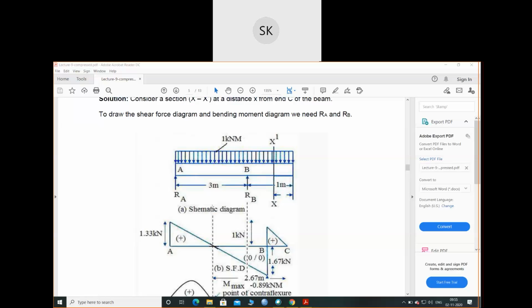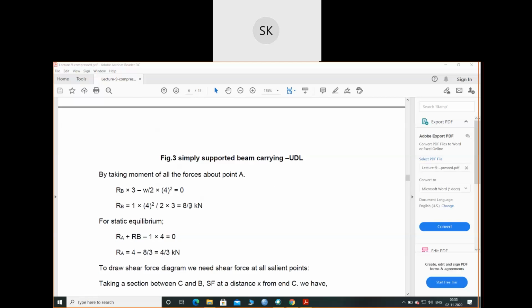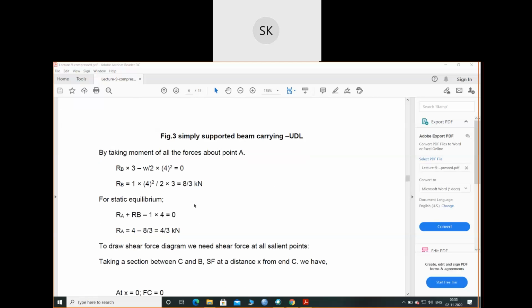So I'm taking the moment of all the forces about A equals to 0. One will be this reaction RB into 3 minus this load W into the distance, which is 4 by 2. So this is how they got RB. For static equilibrium, the summation of all the vertical forces will be equal to 0, so I've got RA. So I've first found the RA and RB values.